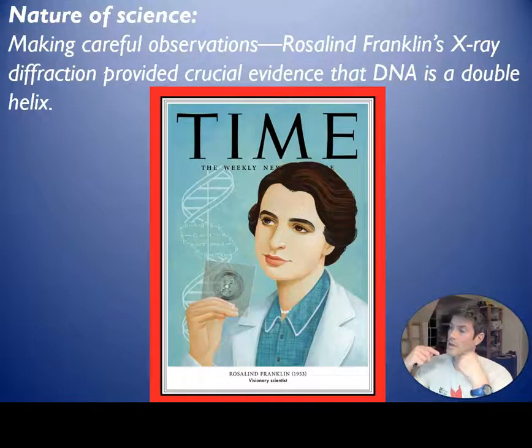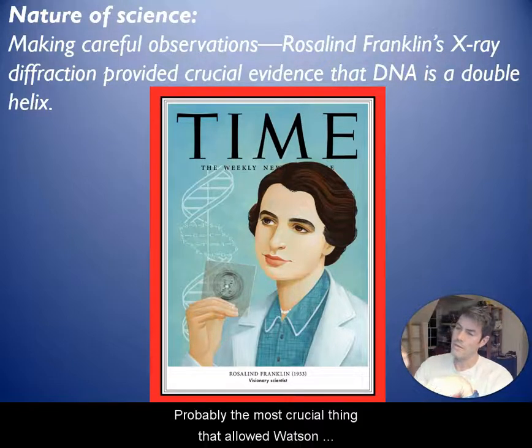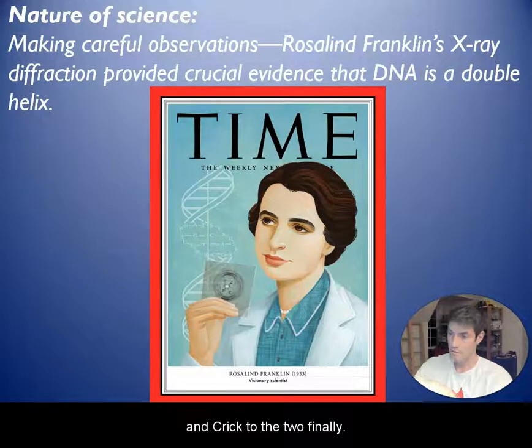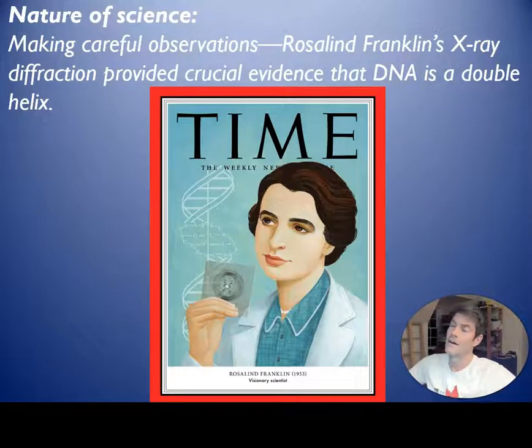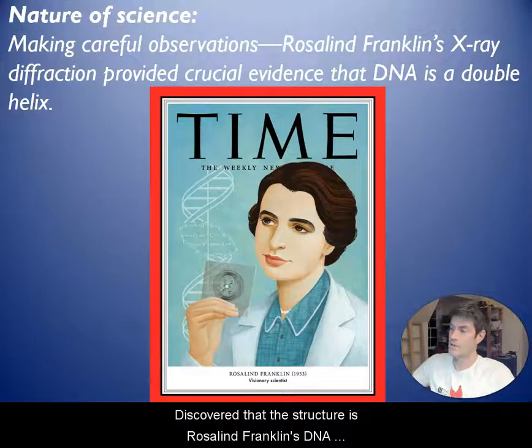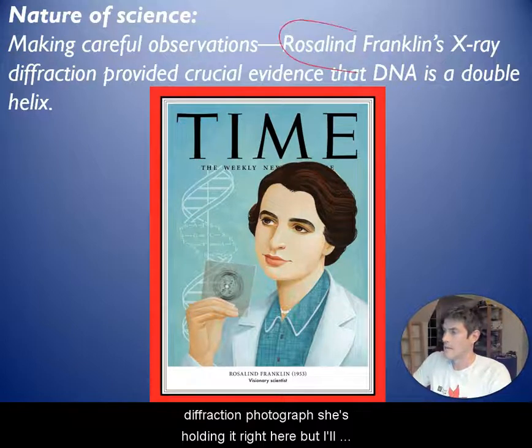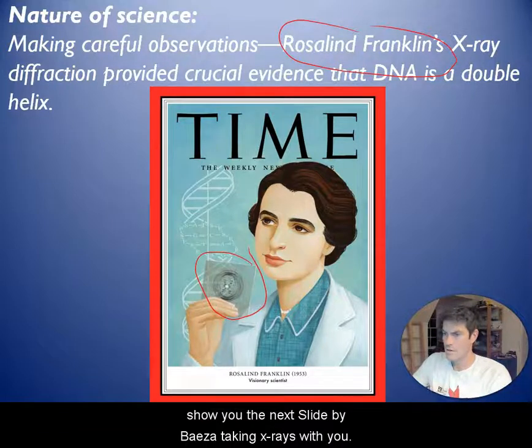and we don't see the details we should. And probably the most crucial thing that allowed Watson and Crick to finally, on top of other people's information, discover the structure is Rosalind Franklin's DNA diffraction photograph. She's holding it right here, but I'll show you the next slide.